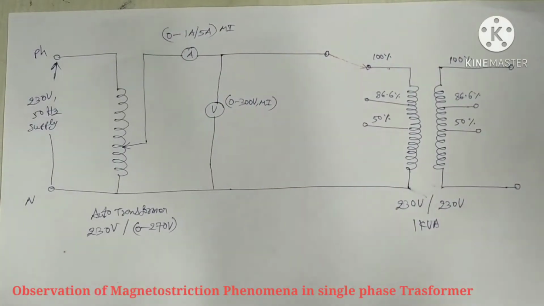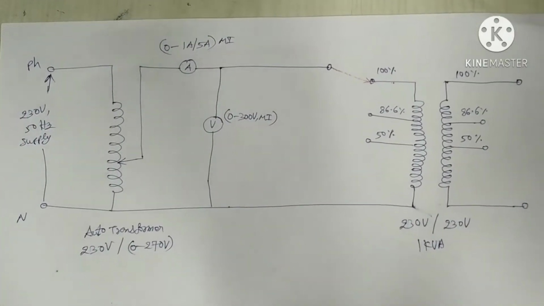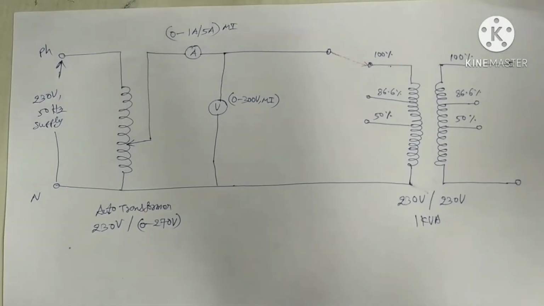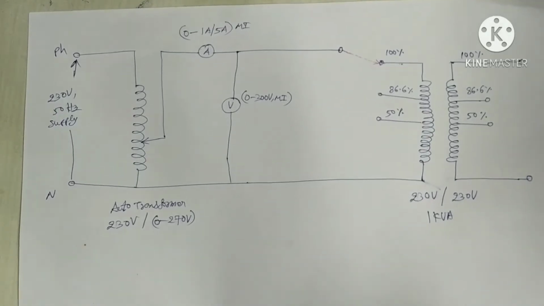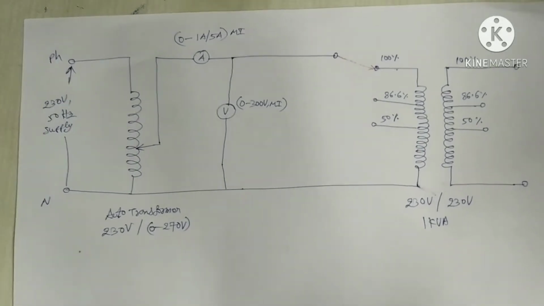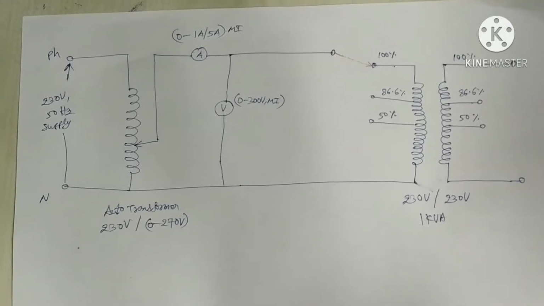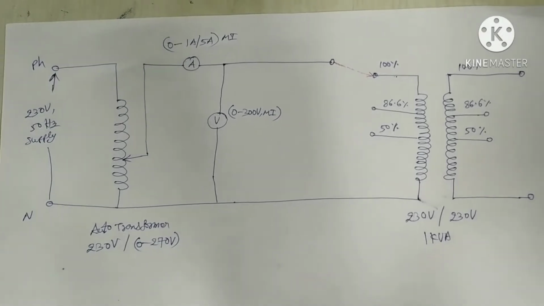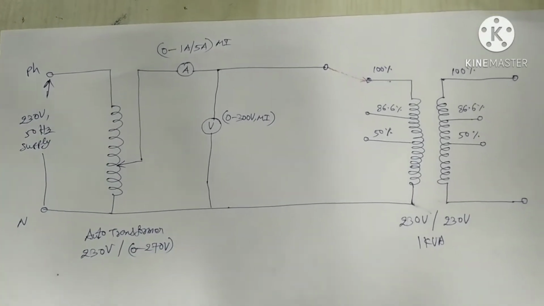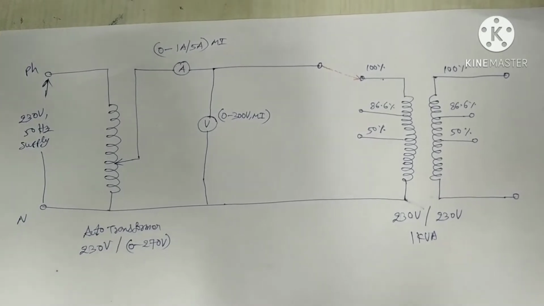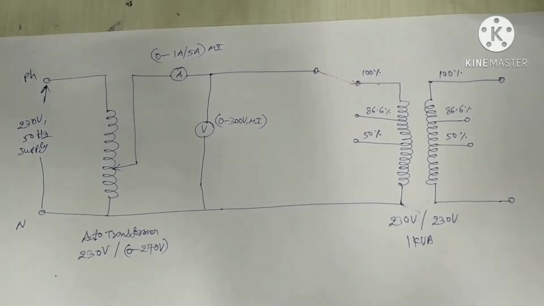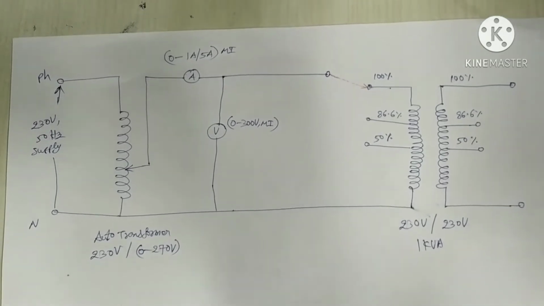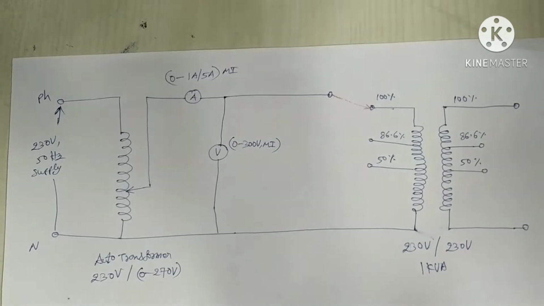Today we are going to observe the magnetostriction phenomena in the transformer when the flux density in the transformer is increased. We can increase the magnetic flux density in the transformer by reducing the supply frequency or by reducing the number of turns in the primary winding. Since the supply frequency is constant, that is 50 Hz, we are going to decrease the number of turns. By reducing the number of turns, we can increase the flux density in the transformer.